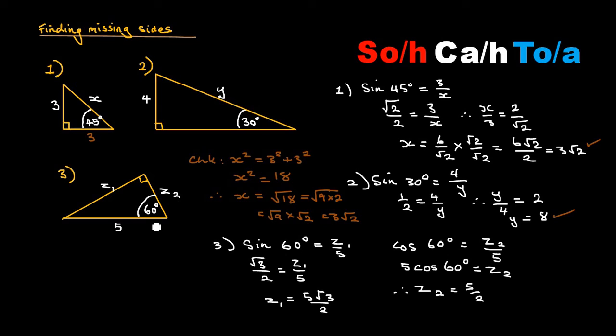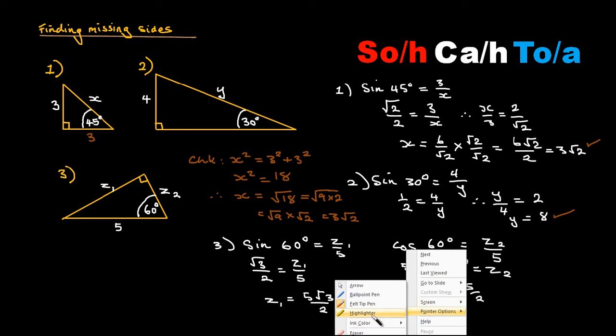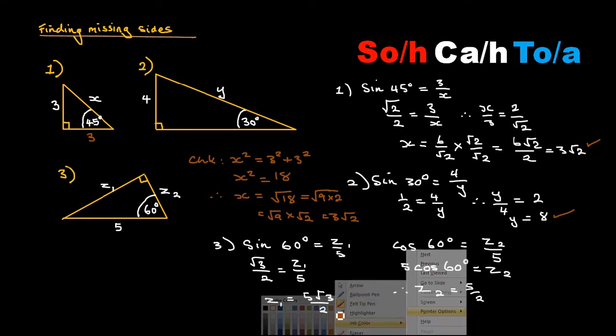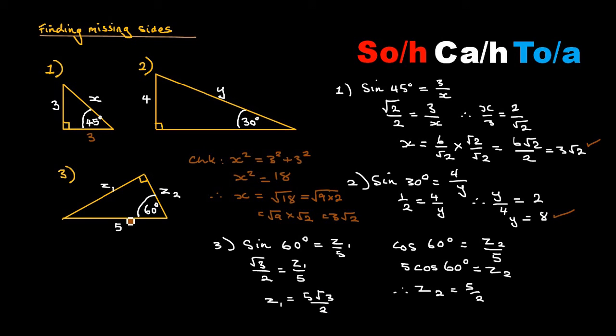And that makes sense because we know, again, that this is a 1, 2, root 3 triangle. So this side here ought to be half the hypotenuse. So that one's a nice easy one to check. Again, the hypotenuse is twice the small leg in the 1, 2, root 3 triangle. So Z2 equals 5 halves, or 2.5 if you want to change it to a decimal. So this must be correct.